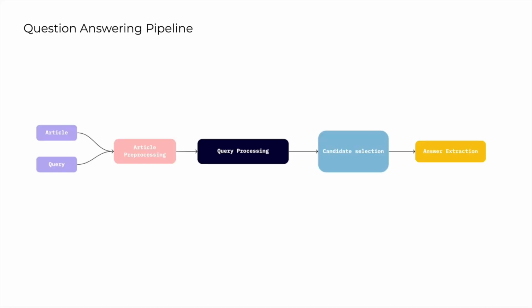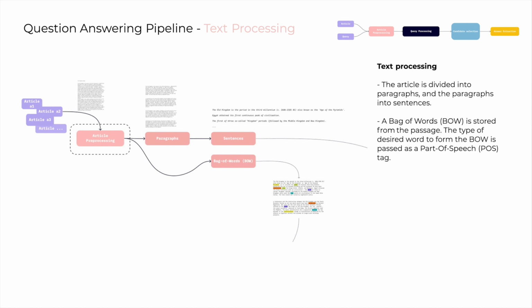The question answering pipeline comprises four parts: text preprocessing, query preprocessing, candidate selection, and answer extraction. The text processing part divides the article into sentences and generates a bag of words belonging to a specific part of speech from the article. Storing verbs in this collection of words achieves greater performance than any other part of speech.